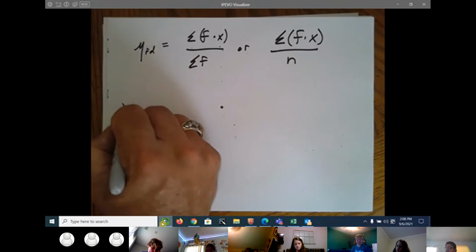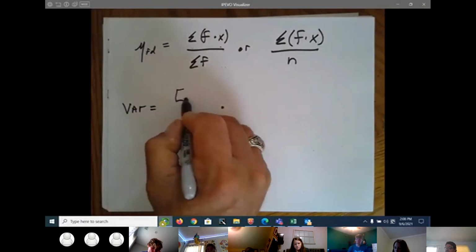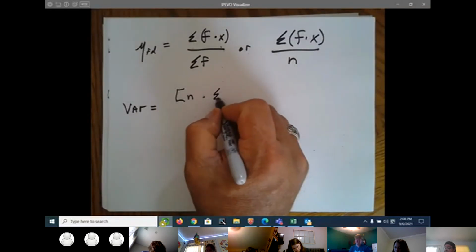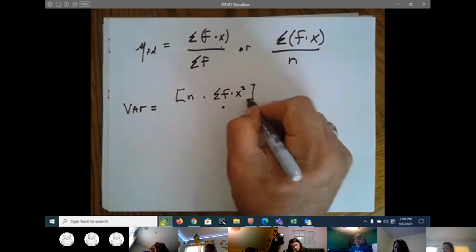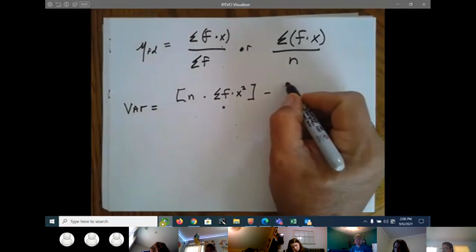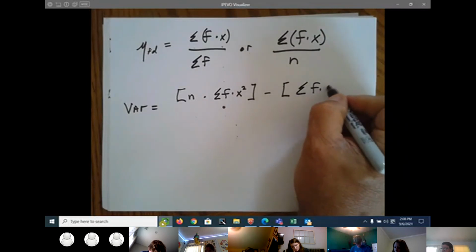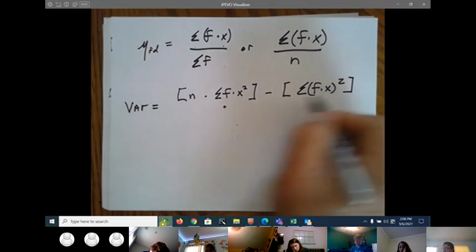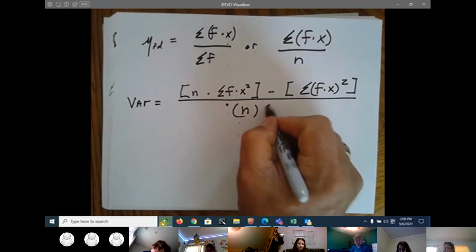And the variance is equal to n times the summation of f times x squared, minus the summation of f times x quantity squared, all that over n times n minus 1.